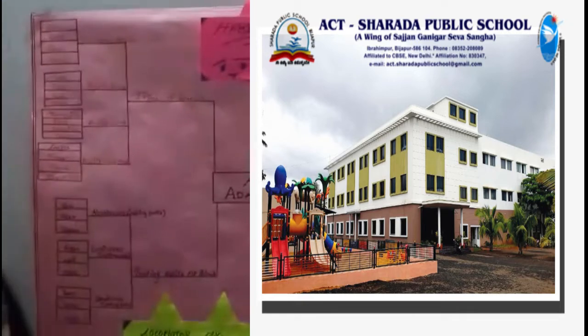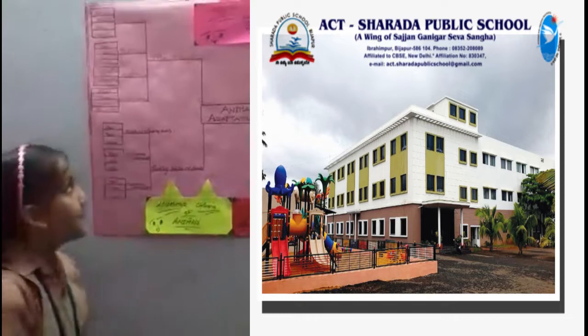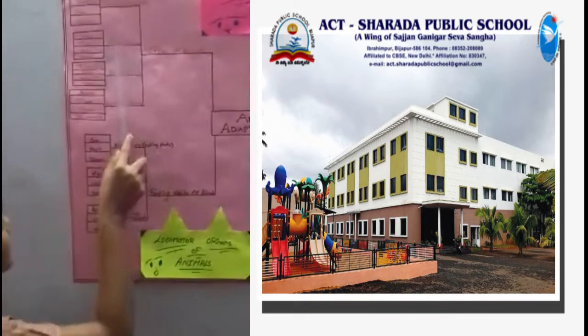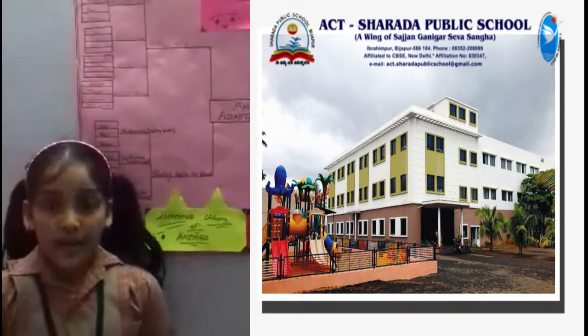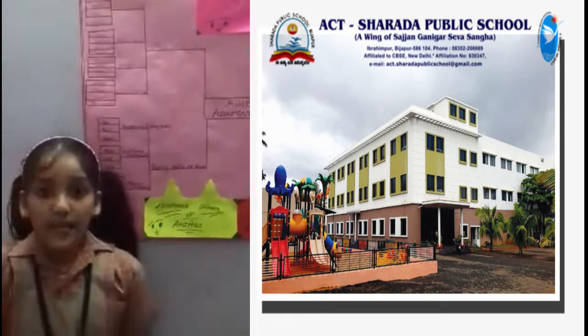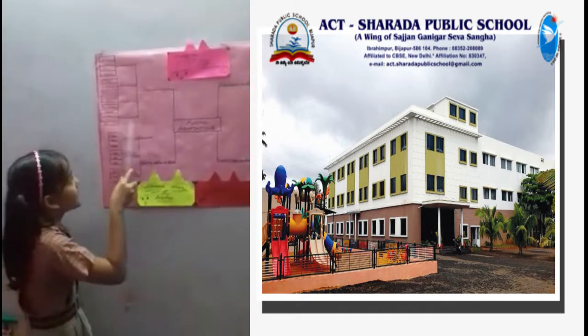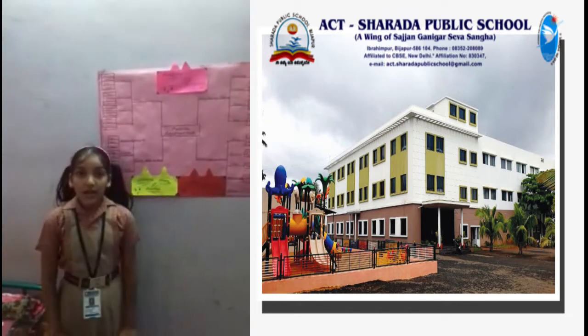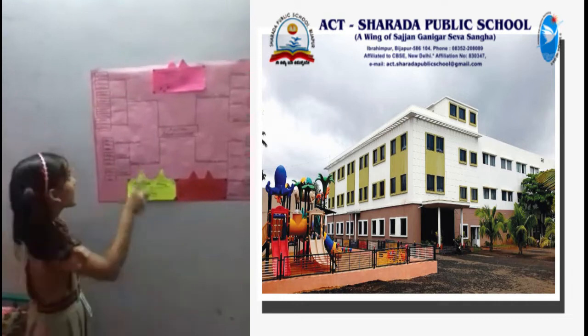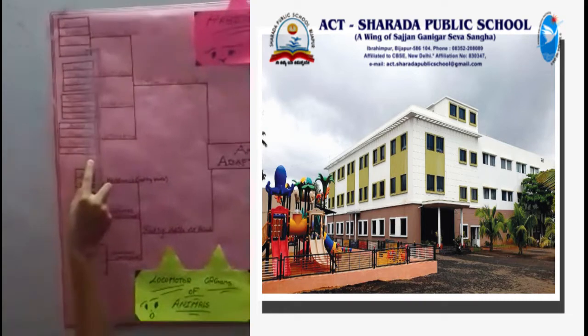What are terrestrial animals? Terrestrial animals are the animals which live on land. Aquatic animals are the animals which live in the water. Aerial animals means the animals which fly in the sky. Amphibious animals means the animals which live on land and in water. For terrestrial animals, the examples are dogs, ant, cow, and lion.